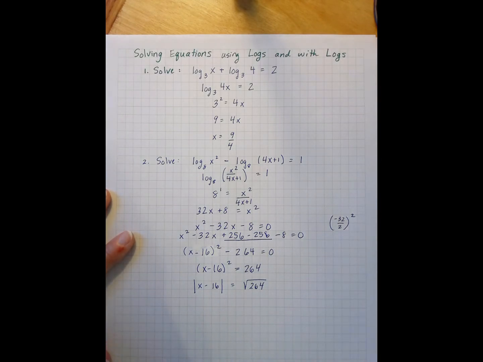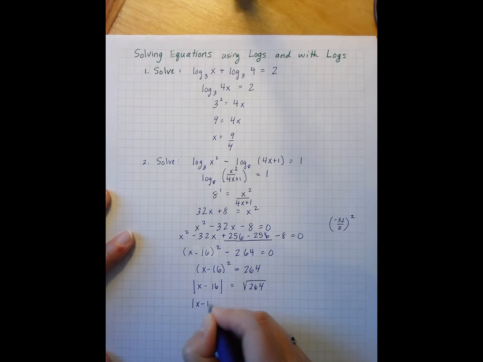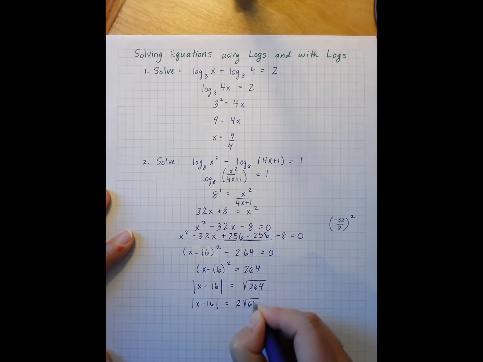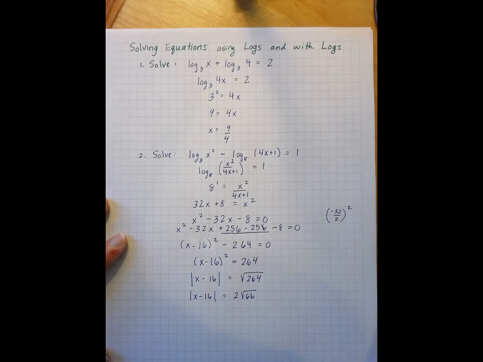264 is divisible by 4. So I end up with the absolute value of x minus 16 equals 2 square root of 66. This is 6 and 11. Those don't have a perfect square hiding in them.